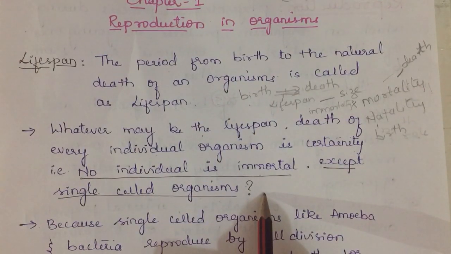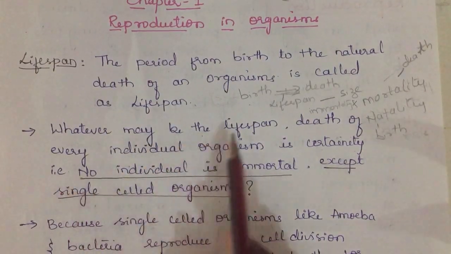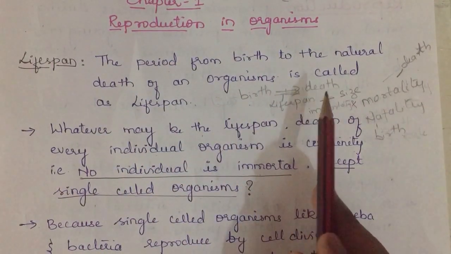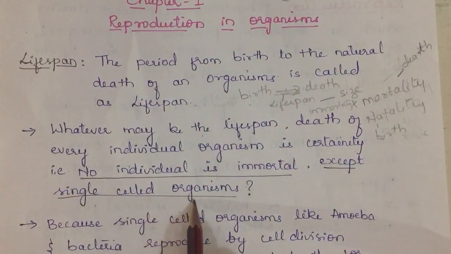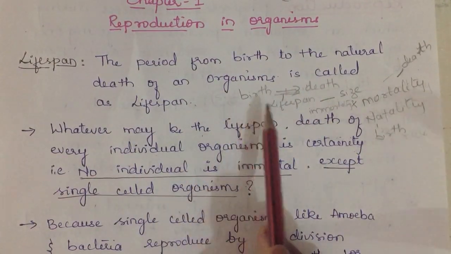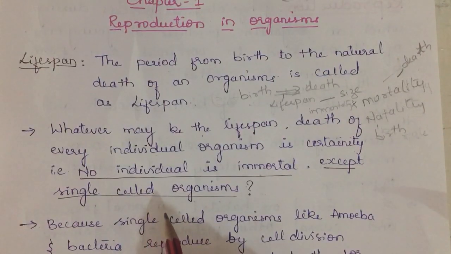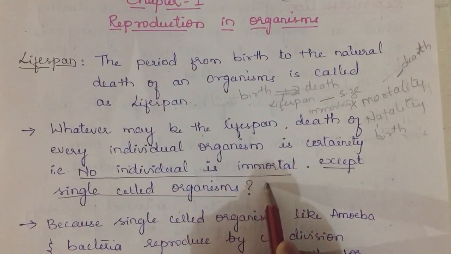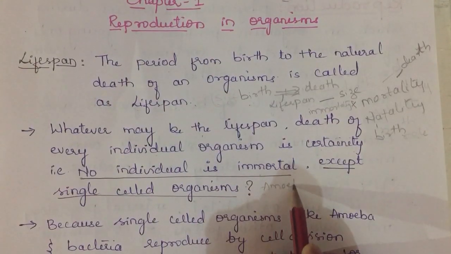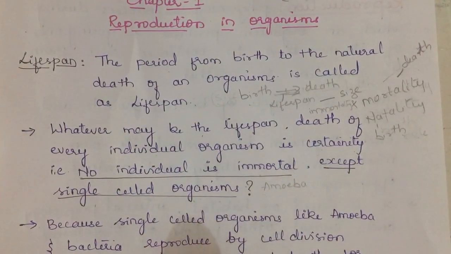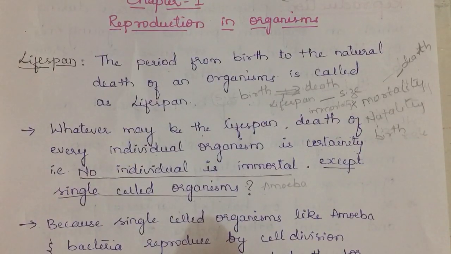What might be the reason behind this? Why are we saying that every organism takes birth and then dies, but in single-celled organisms there is a birth and there is no death? Which single-celled organisms are like this? An example is amoeba. You can imagine an amoeba. This is the most common example which you might have used in your previous classes.